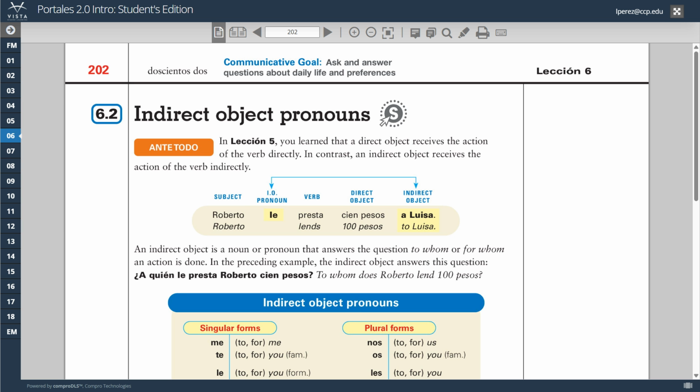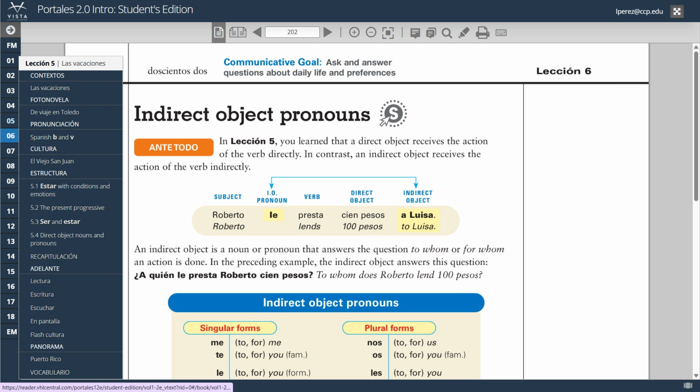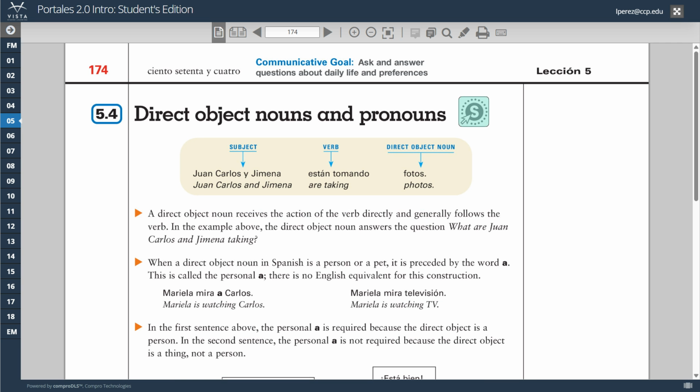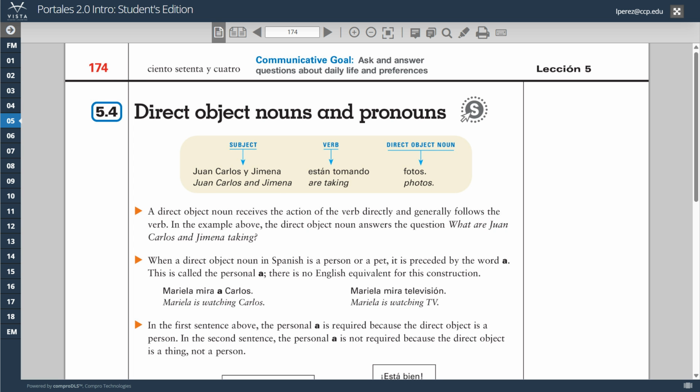There's mention here that in lesson 5 you learned about direct object pronouns. So let me go back and reference that to you. Lesson 5 that you do have access to. In 5.4, the absolute last lesson that we covered in our Spanish 101 course was about direct objects and those pronouns. So just to review this with you briefly, we typically have the structure of subject, verb, object.